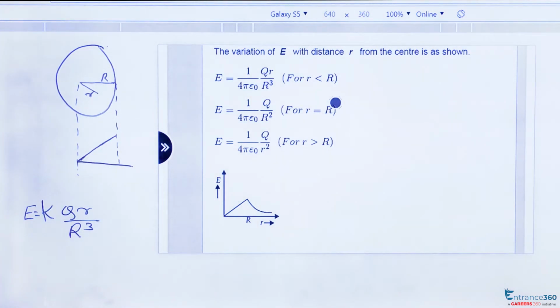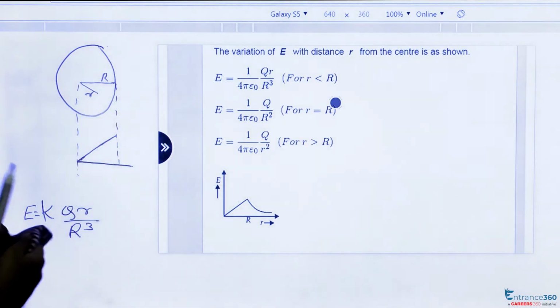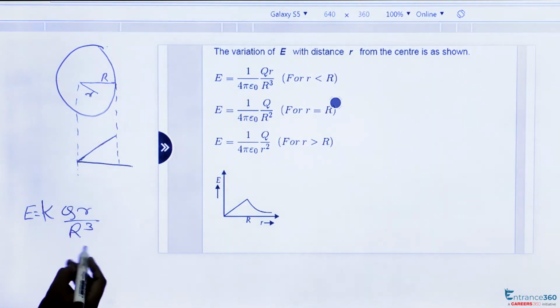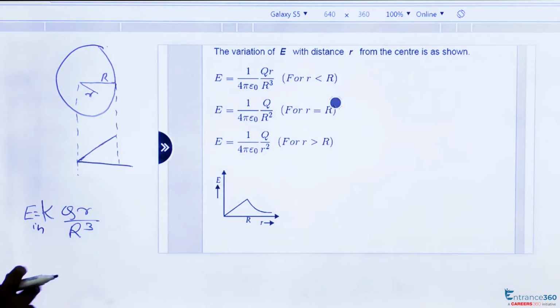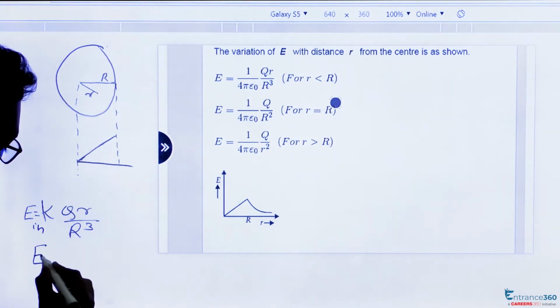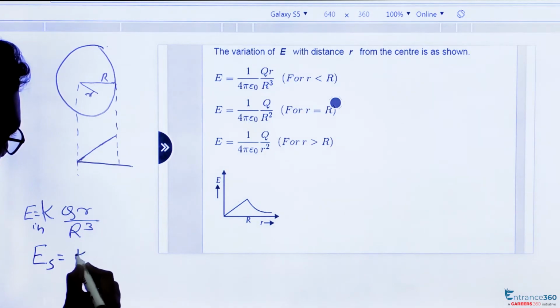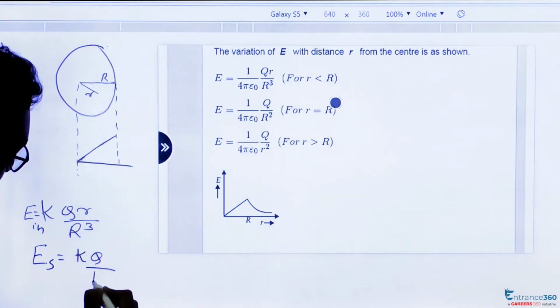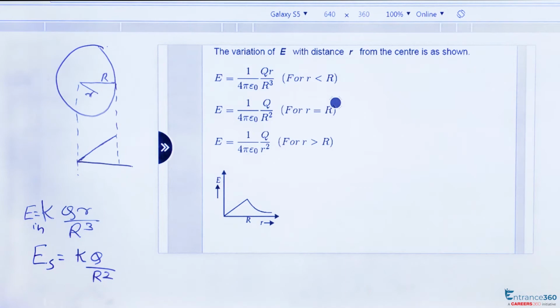Now at the surface of the sphere, the electric field is k q by R square, which is independent of the distance r.